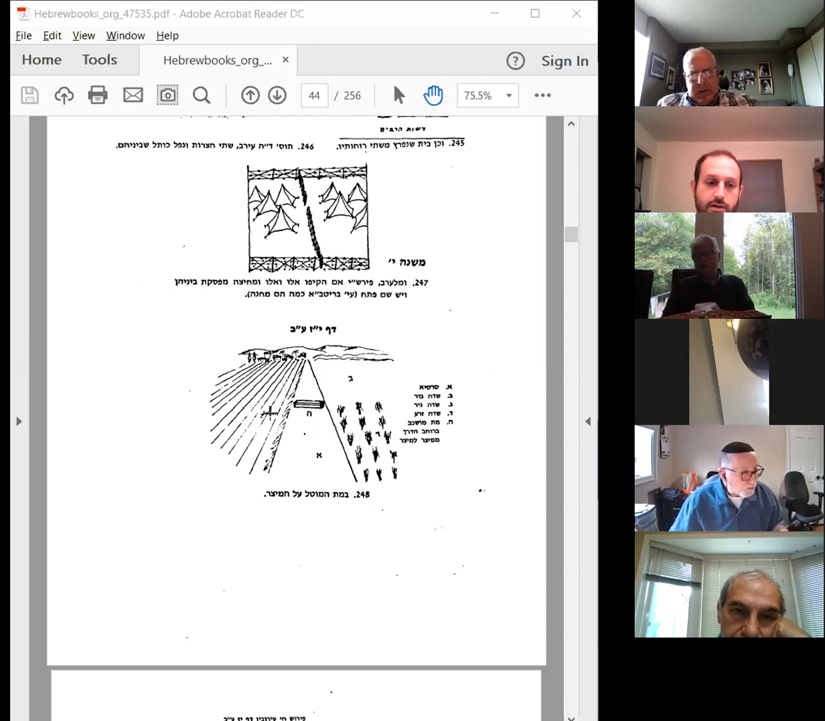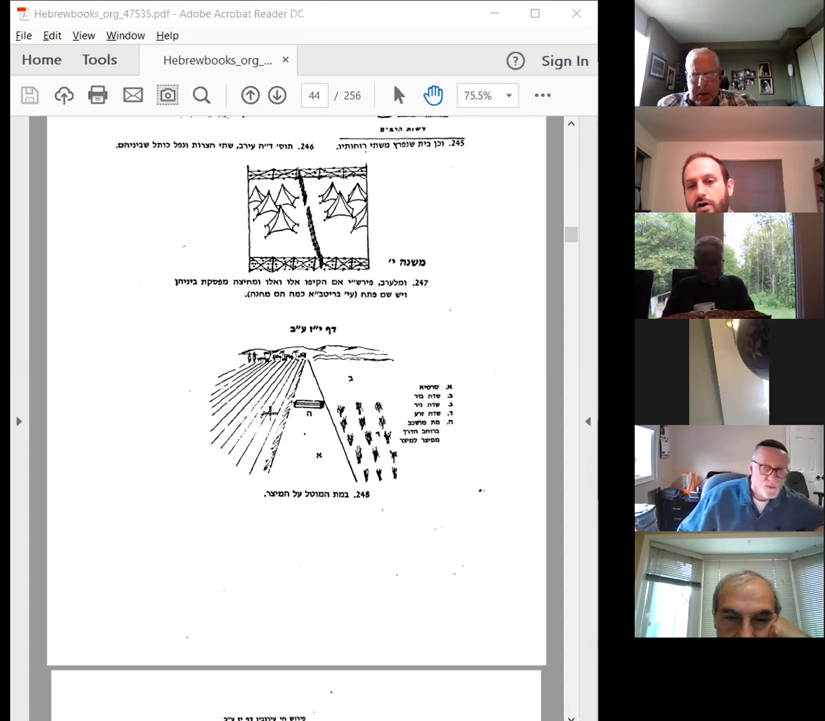Why is there a dead body road problem? The problem is because a Kohen can't cross over this road now. So that's a real problem.